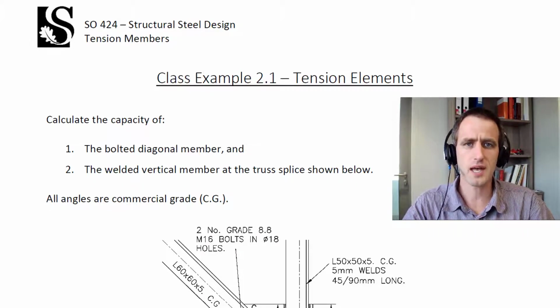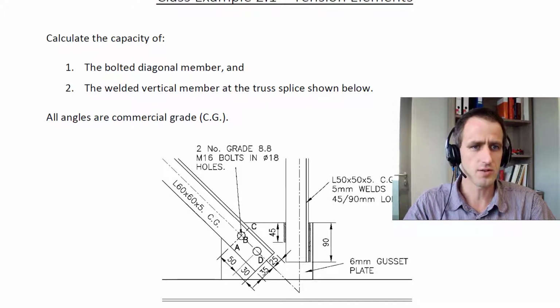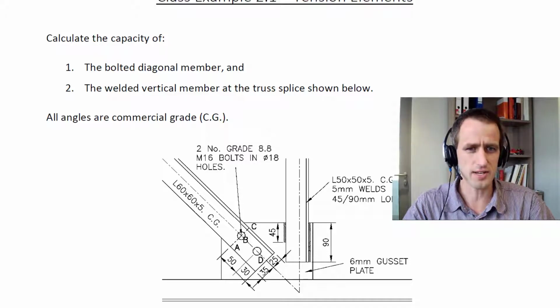We're going to be looking at the design of tension elements and going through a relatively simple worked example, designing angles in a connection and designing a bolted and a welded connection. So here you will see the problem listed. We've got to calculate the capacity of the bolted diagonal member and the welded vertical member at the truss splice shown below. All angles are commercial grade.